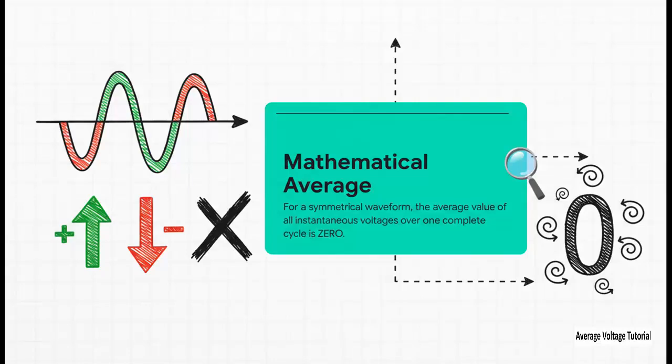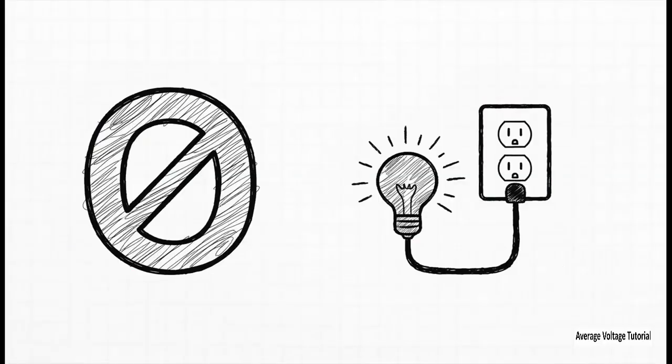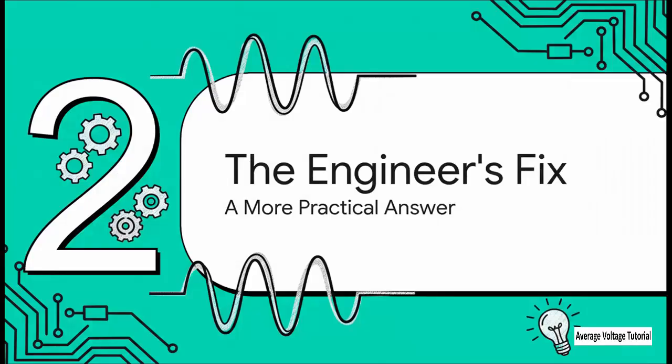And because that step forward and that step backward are perfectly equal and opposite, when you average them out over one full cycle, well, they completely cancel each other out. The mathematical average of a pure AC signal is always 0. But hold on a minute. 0? That can't be right. We know for a fact that the outlet in our wall is doing real work. It's lighting up our rooms, it's charging our phones. So how in the world can its average voltage be 0? This is exactly where that pure math answer just doesn't help us in the real world. So clearly, we need a different way to look at this.